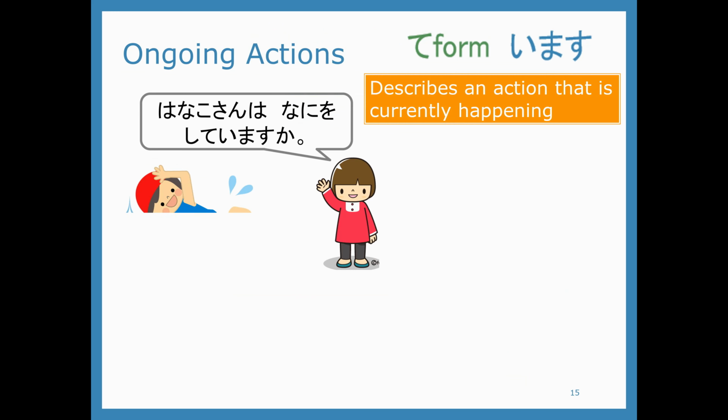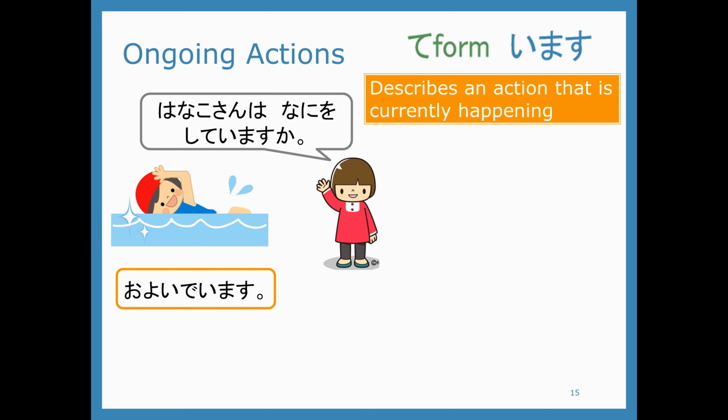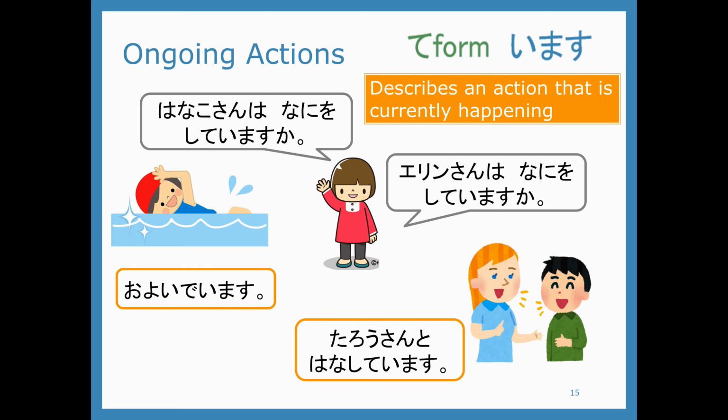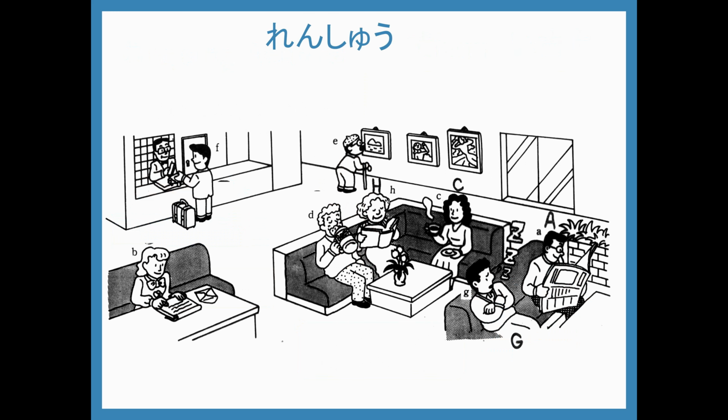皆さん、花子さんは何をしていますか？泳いでいます。So, 泳ぐ, the te form is 泳いで plus います。じゃあ、エリンさん。エリンさんは何をしていますか？太郎さんと話しています。Let's do a couple more. Feel free to pause the video to give yourself a chance to think of the answer.